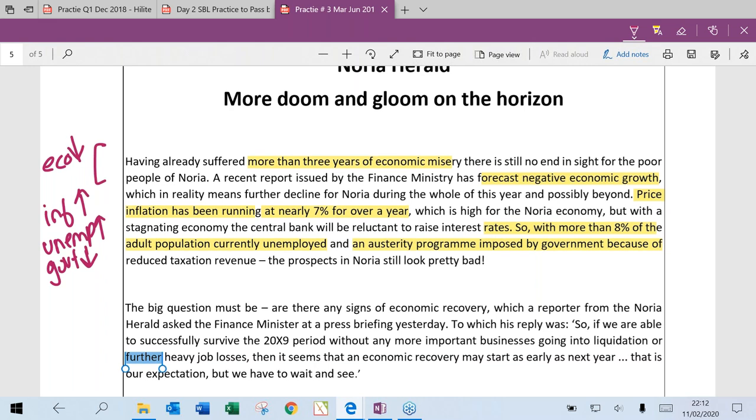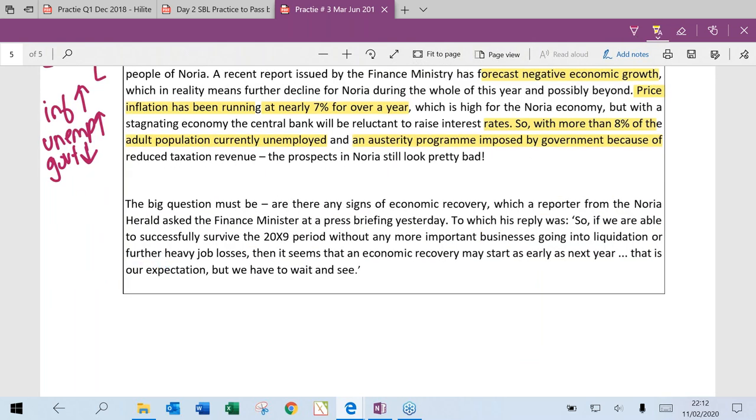The big question must be, are there any signs of economic recovery? A reporter asked the finance minister at a press briefing yesterday, to which his reply was: if we are able to successfully survive the 2019 period without any more important businesses going into liquidation or further heavy job losses, then it seems that an economic recovery may start as early as possible. That is our expectation, but we have to wait and see.